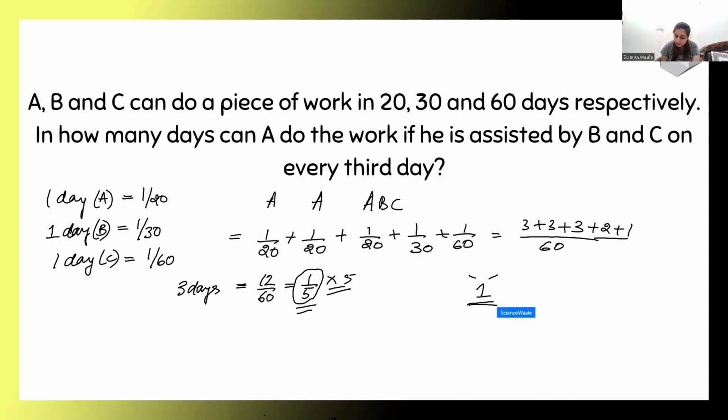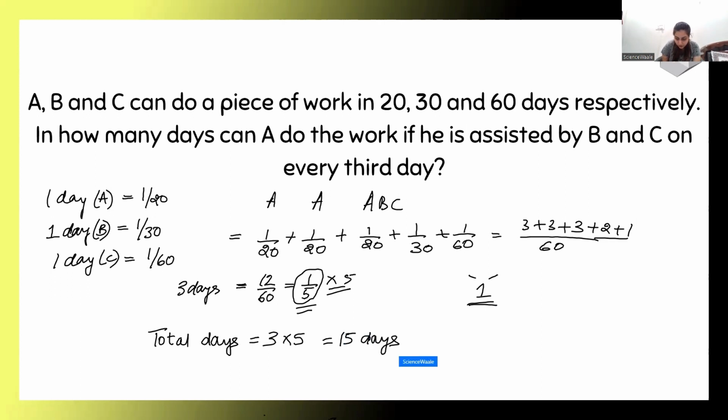So in 3 days, if 1 by 5 of the work is done, then in 3 into 5 days, the whole work, that is 1 complete work, will be completed. So total days equals 3 days into 5. So this is 15 days.